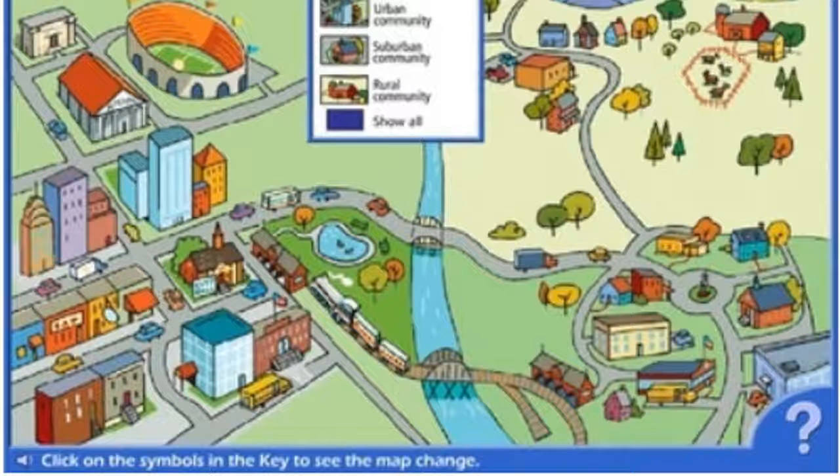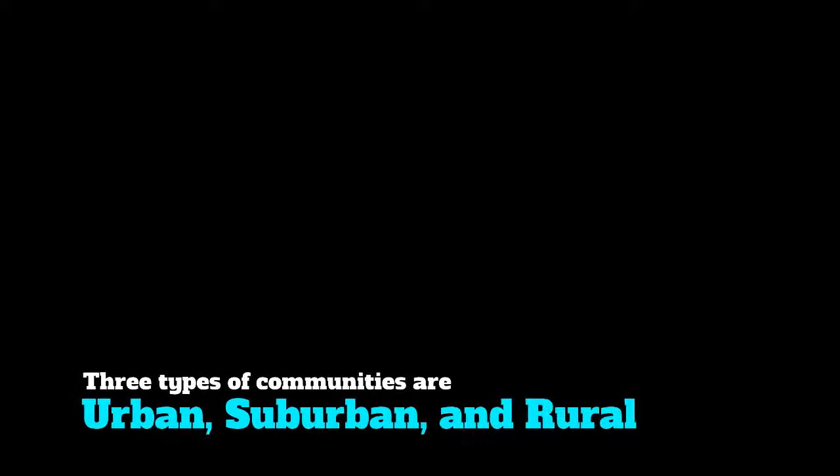So, what is a community anyway? Well, a community is a group of people who live, work, and play together, just like you play with your friends. There are 3 types of communities. They're called urban, suburban, and rural.